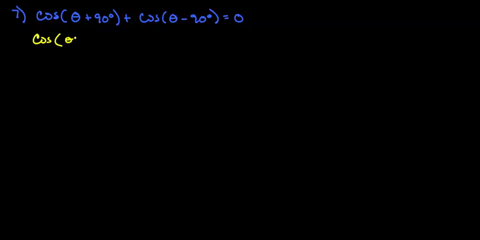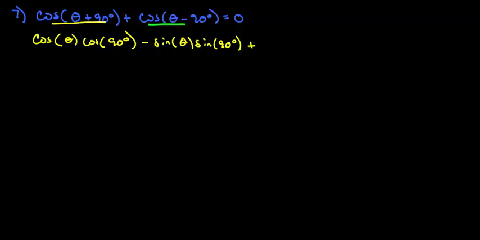It's going to be the cosine of theta times the cosine of 90 degrees minus sine theta sine 90, plus the second one, which is going to be cosine theta cosine 90 plus sine theta sine 90, like that.